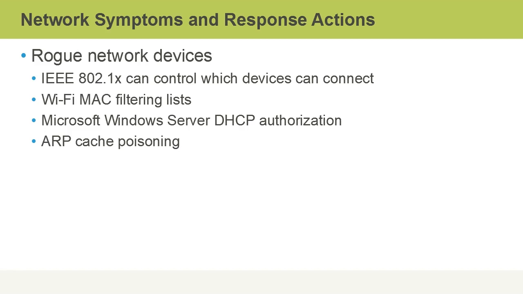Then there's the issue of ARP cache poisoning, where an attacker essentially will fool all the machines on the network by giving them the MAC address of their malicious station as the router. So basically all traffic is funneled through the attacker's system and they get to see everything that way.